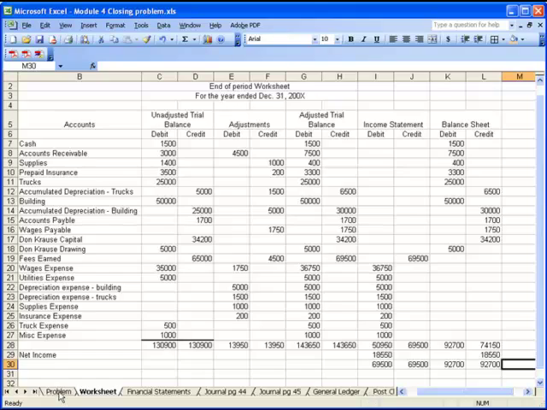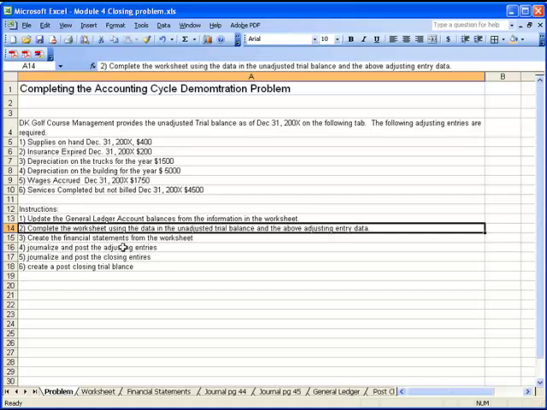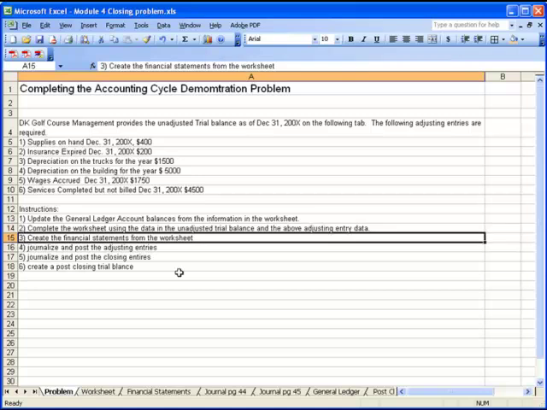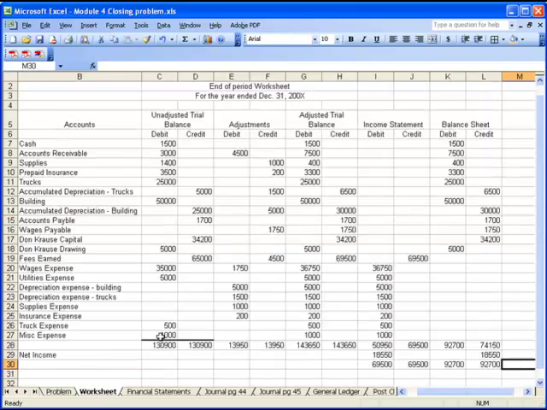Now, let's go back to the problem and see what our next task is. Our next task is to create financial statements from the worksheet. So the only reason that we do the worksheet is to make this process easier, to get from our unadjusted trial balance to creating financial statements as quickly as possible.